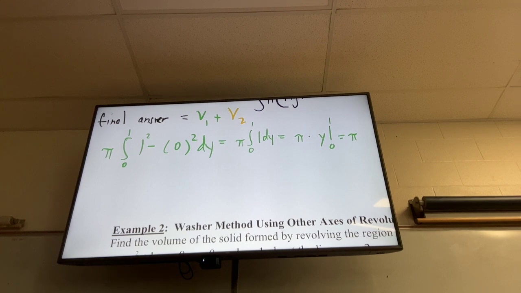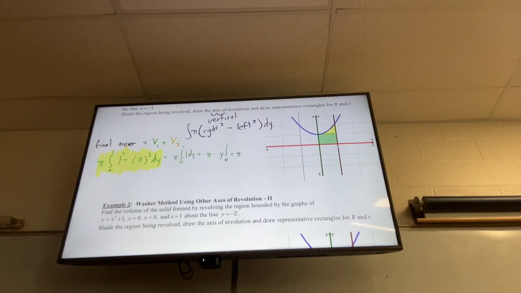Oh, it says set up but do not solve. So that's the setup for the green region. That's going to be part of our answer. So set up and do not solve. Let's do the yellow region then. Let's do the mustard region.